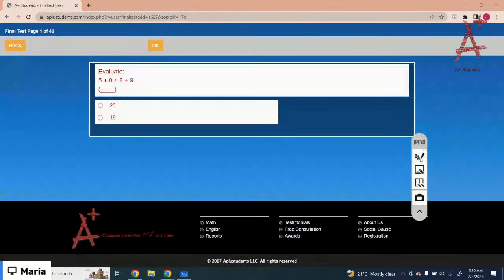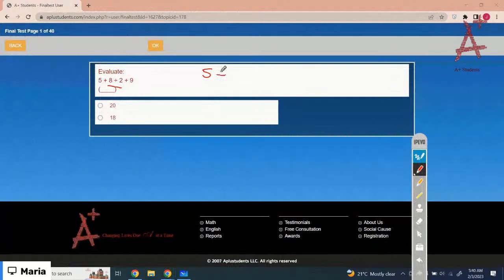Okay, the first one is you have to evaluate. That's the same thing we did today. So you have to do from left to right. You have to do division first. Got it? So 2 times what number is 8? 2 times 4 is 8. So it is now 5 plus 4. 5 plus 4 is 9, and 9 plus 9 is 18.